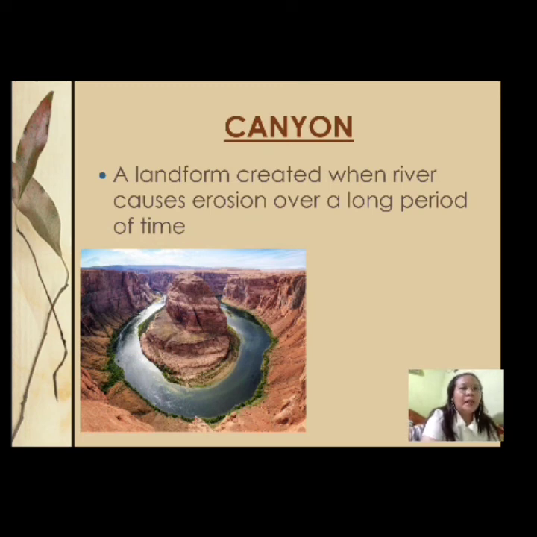Canyon, a landform created when a river causes erosion over a long period of time. So a canyon is a landform caused by erosion and can stretch for hundreds of miles. An example of a canyon is the Grand Canyon.